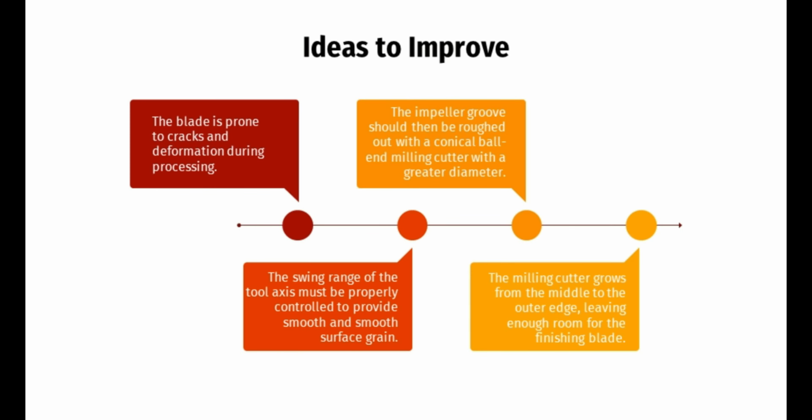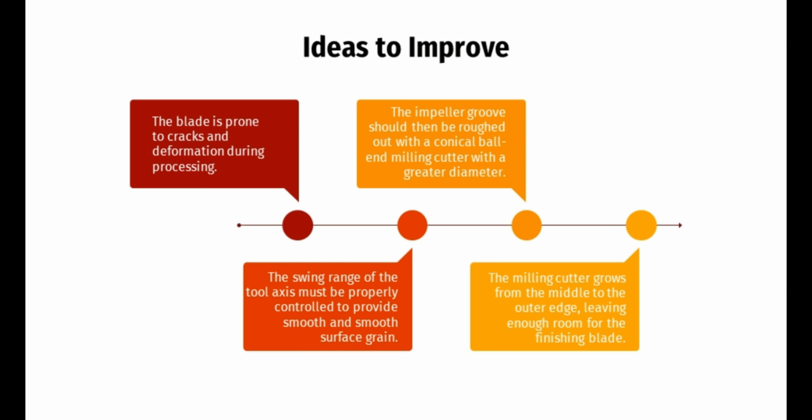So the last part of this discussion is the ideas to improve the work. The blade is prone to cracks and deformation during processing because the space between subsequent blades is limited and the curve of the blade surface changes considerably. As a result, to successfully avoid overcutting and interference difficulties when the tool operates between neighboring blades and in the runner, the swing range of the tool axis must be properly controlled to provide smooth surface grain.